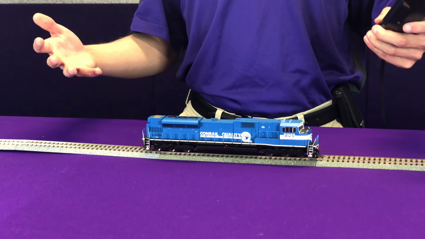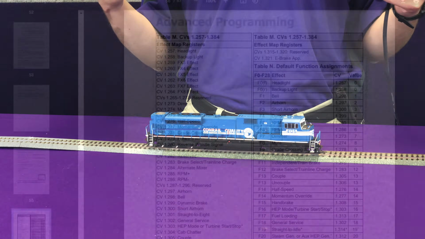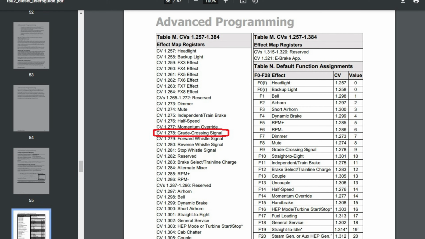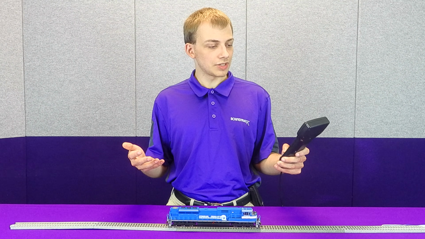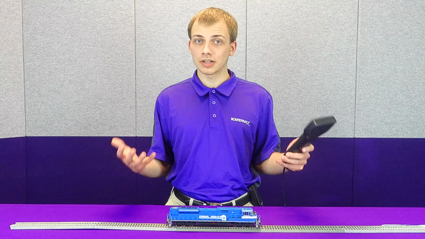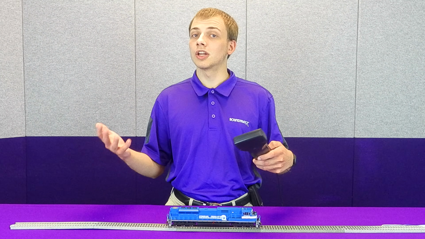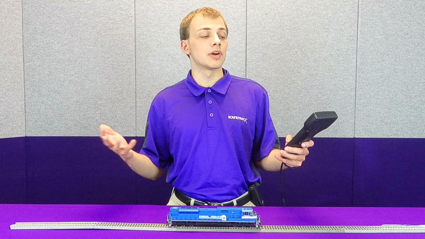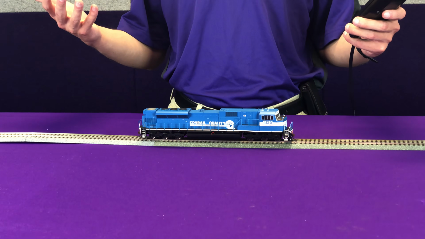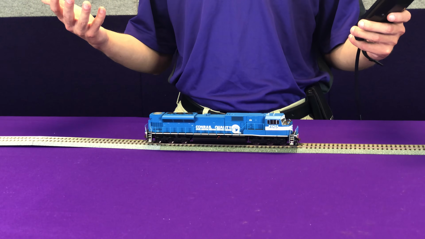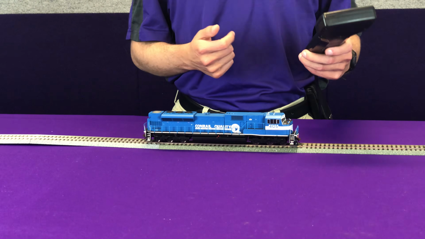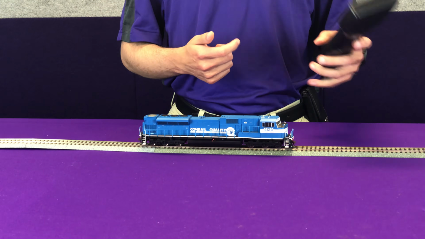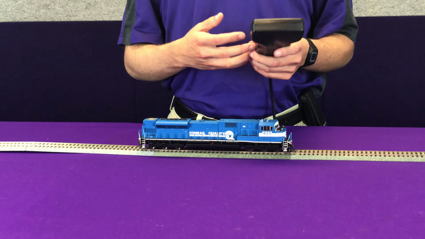So what we can now do is take our grade crossing effect, which is CV 1.278. Now we've already entered 32 to 1, so this time we only have to enter 278, and because we want to set it to function button 9, we set it to a value of 9. Which I have just done. So if I now press function 9, you can hear the grade crossing sound.